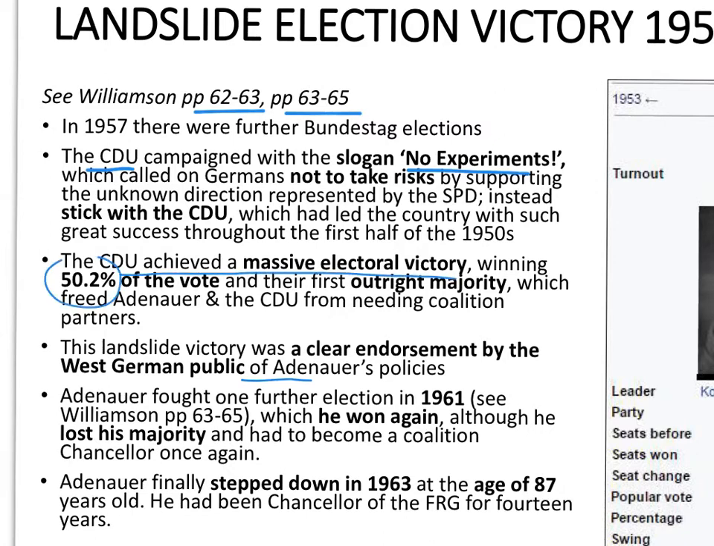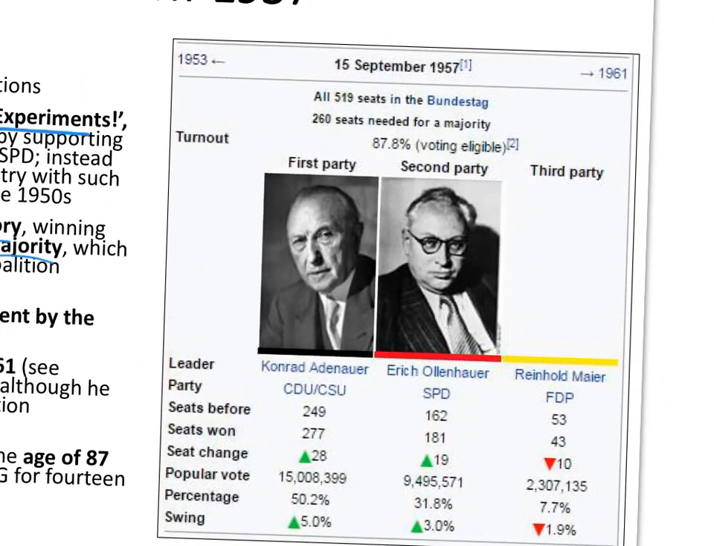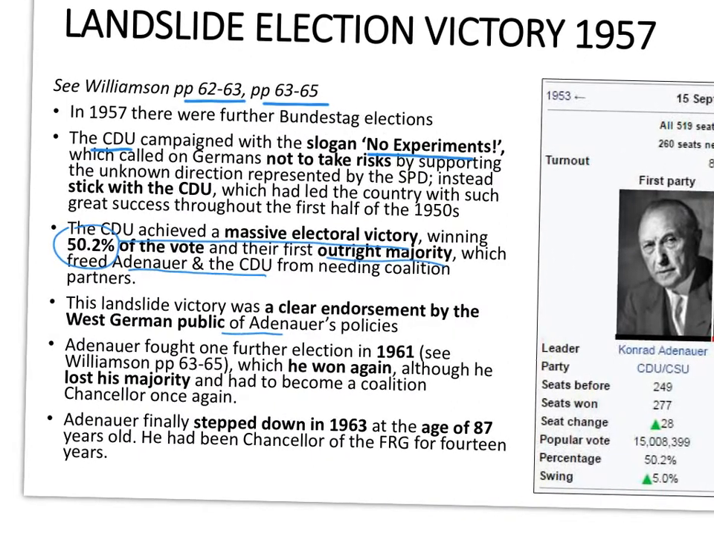They won 50.2% of the vote, so they got their outright majority, and that therefore freed Adenauer from his partnership with the FDP. There's no photograph there of Meyer for some reason, but up until now, to have that majority, the CDU had always had to basically form a coalition with the FDP, but they're now freed from that. He can, for the first time, govern alone. So it was a clear endorsement. The vote was a clear endorsement by the West German public that they approved of the direction that Adenauer was taking West Germany in.